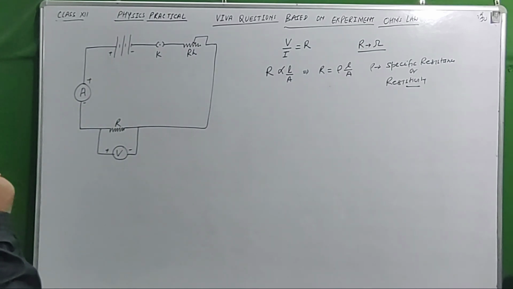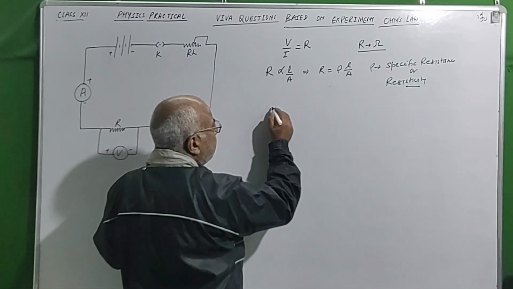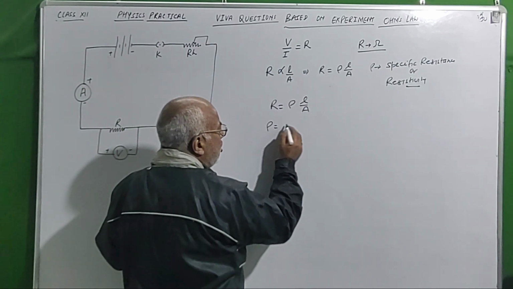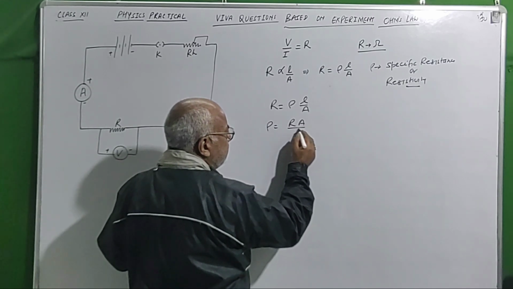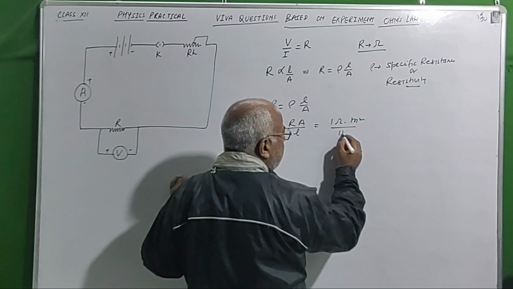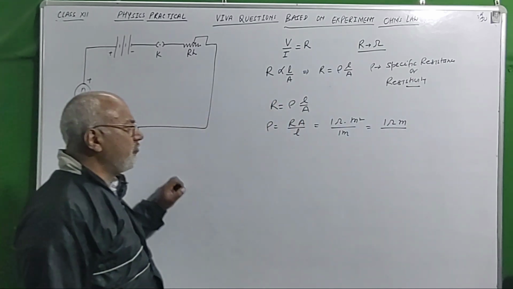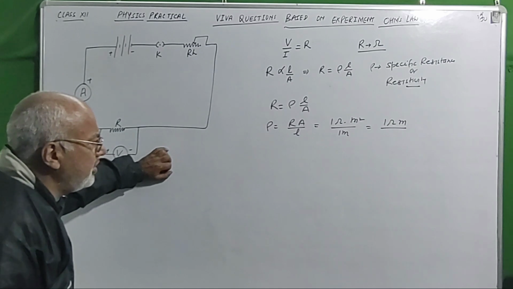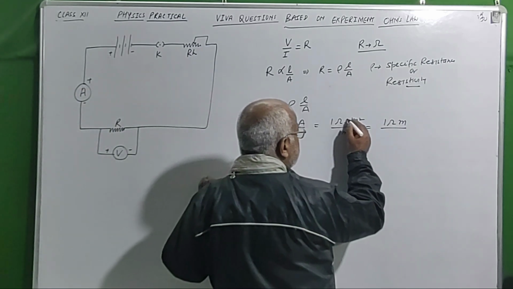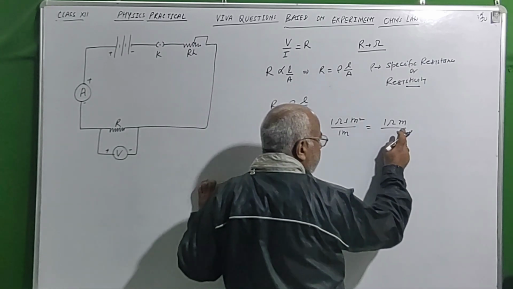What is the definition of resistivity? See here, R is equal to rho L upon A. How do we define it? Rho is equal to RA upon L. Right? 1 ohm, 1 meter square, 1 meter. That is 1 ohm meter. If a wire has cross sectional area 1 meter square, 1 meter length and resistance 1 ohm, then the specific resistance or resistivity of the wire is 1 ohm meter.